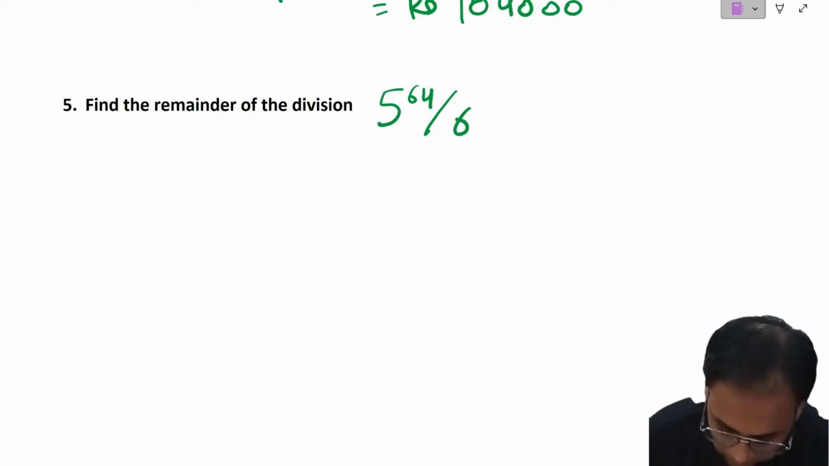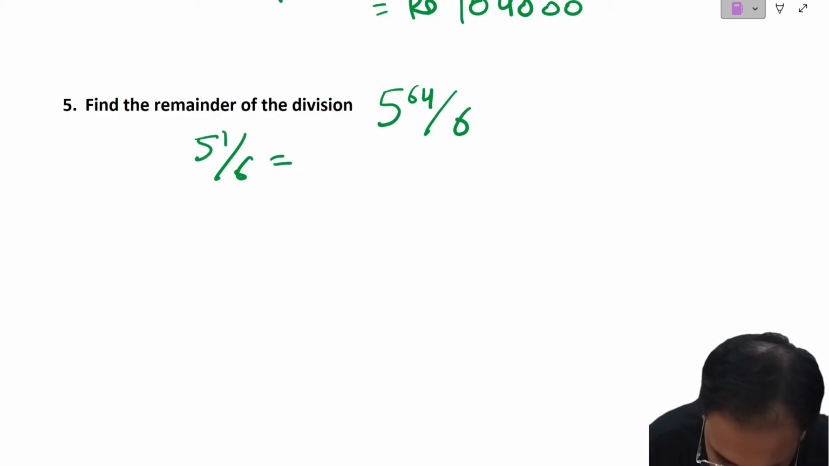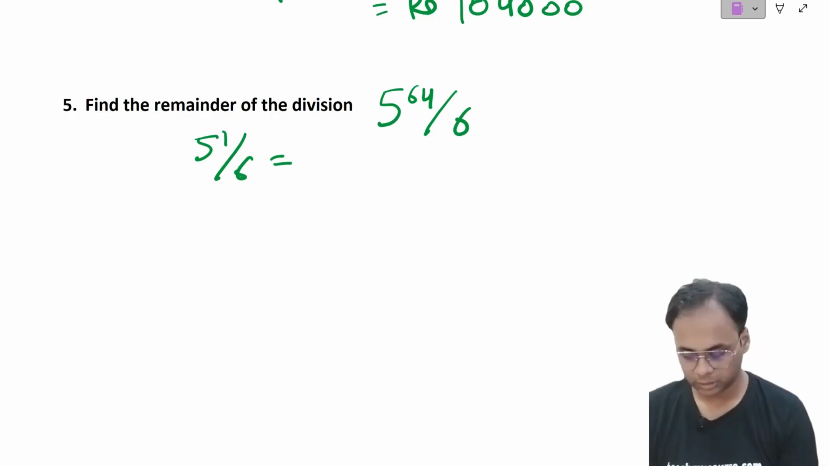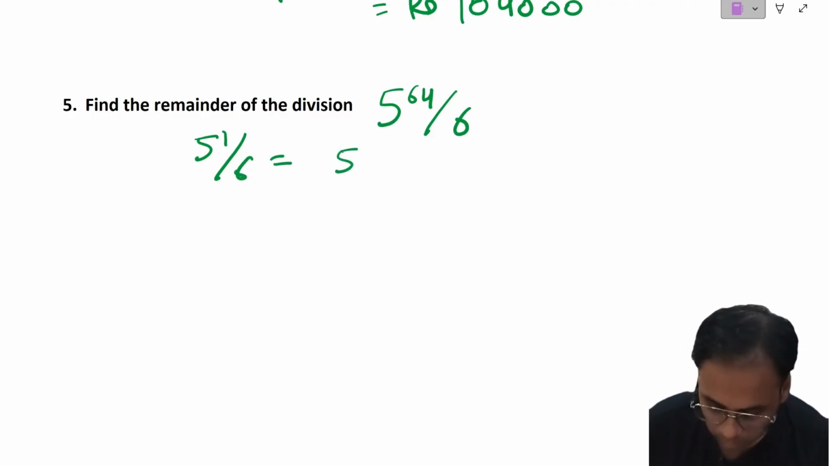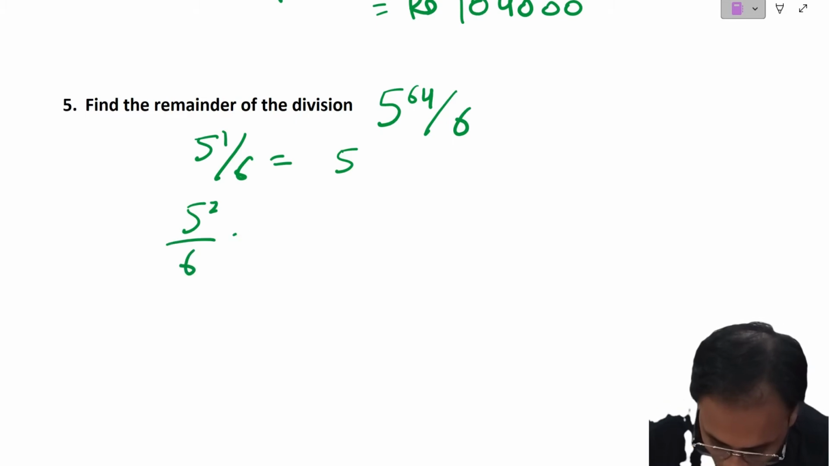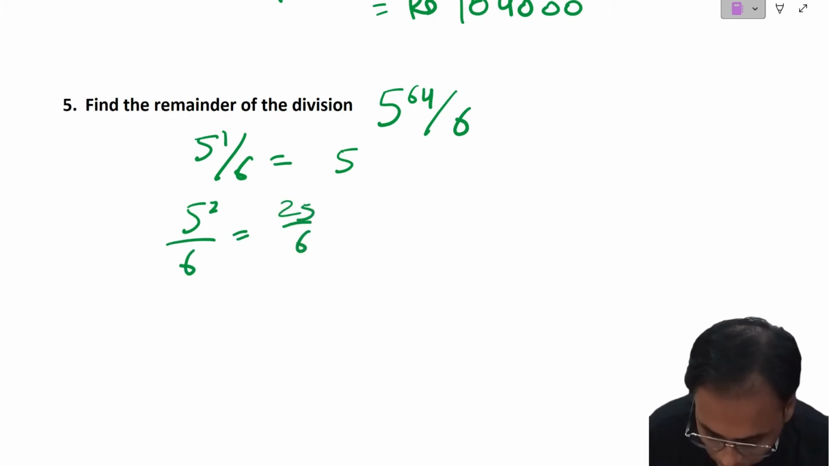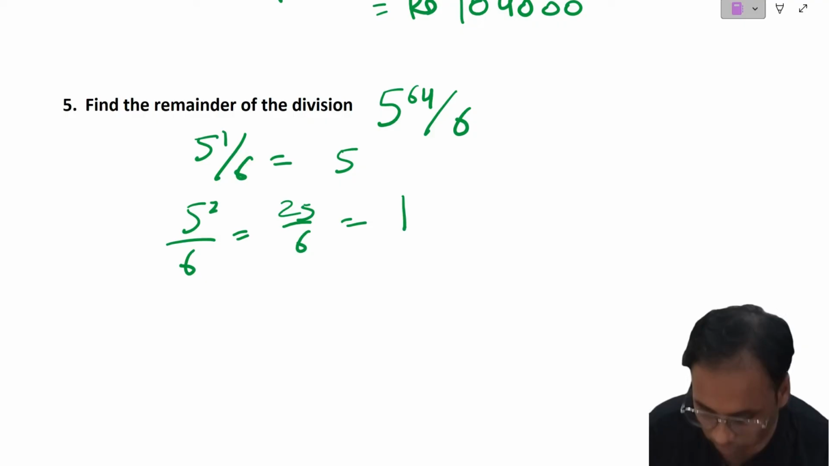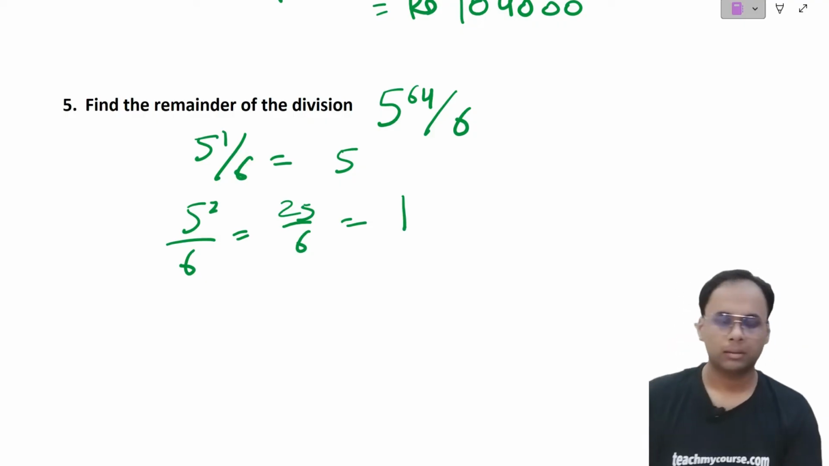For that, let me just say 5 raised to the power 1 divided by 6. What is the remainder? In that case, it is 5. If I say 5 raised to the power 2 divided by 6, it means 25 divided by 6. That means the remainder is 1.